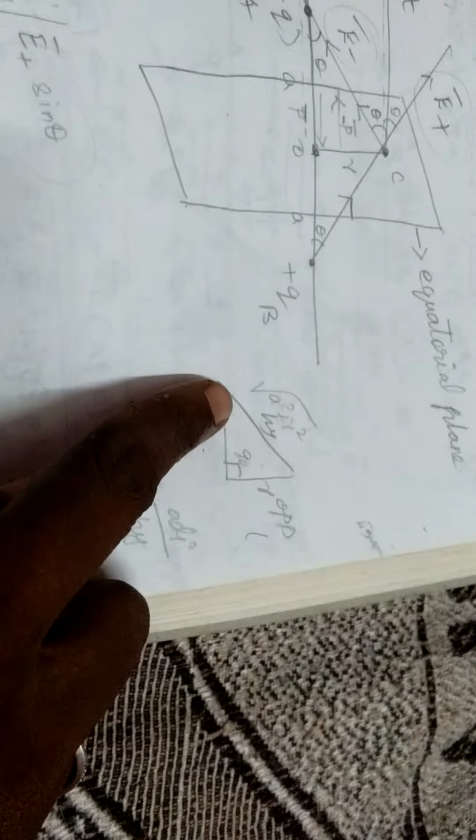So now we take adjacent by hypotenuse. This hypotenuse value is what we have to find out. Using the Pythagoras theorem, the hypotenuse is the root of A squared plus R squared. So we write the root of R squared plus A squared here.